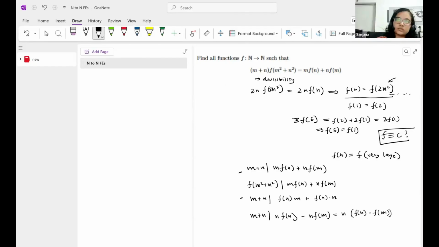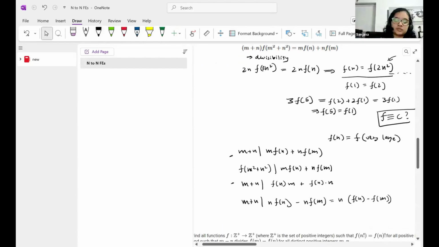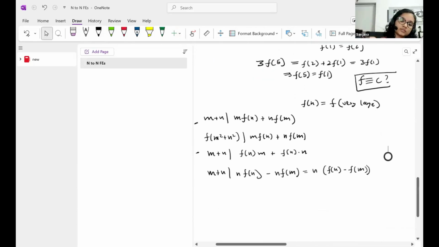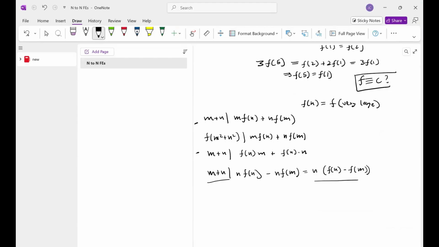So here we can choose n to be any value. What would be a nice value to choose so that this equation becomes something nice? n equal to 1. Yeah, n equal to 1 would make it very nice, right? Because you have m plus 1 divides this, which is quite neat. And because the function cycles back, you can take n to be very large.